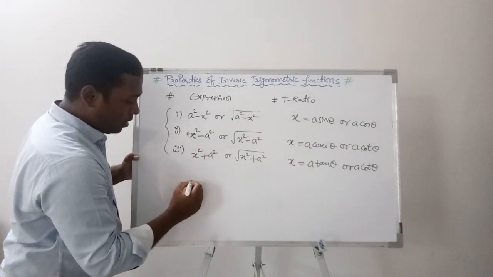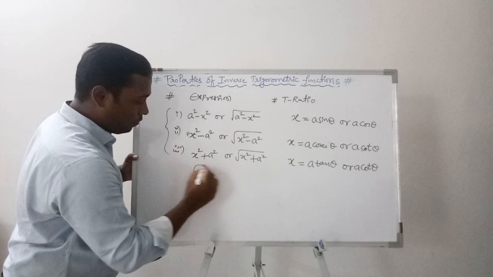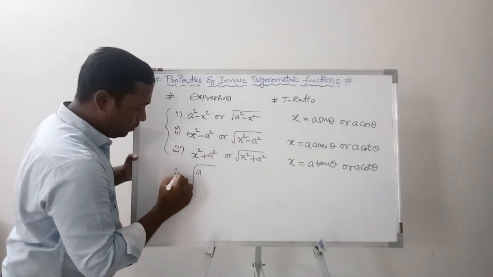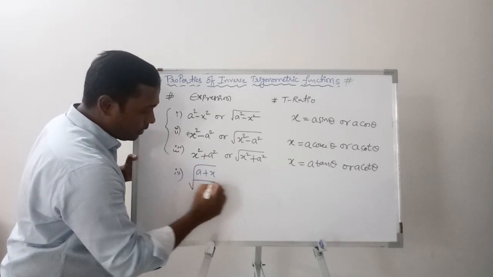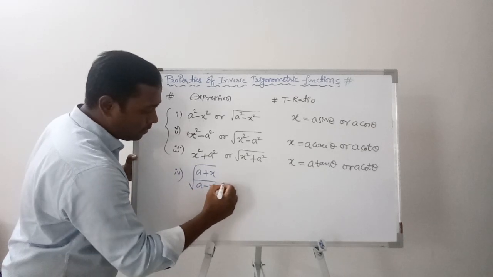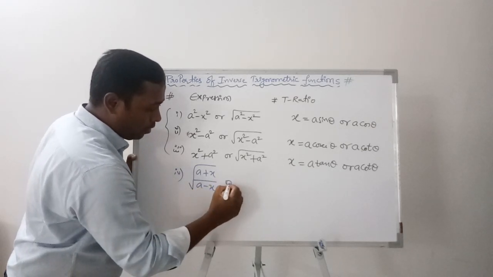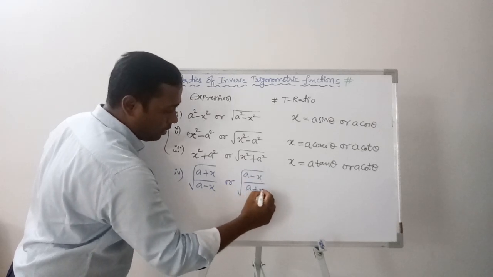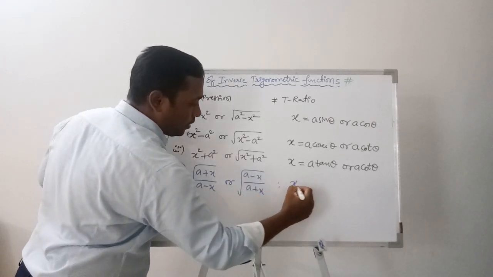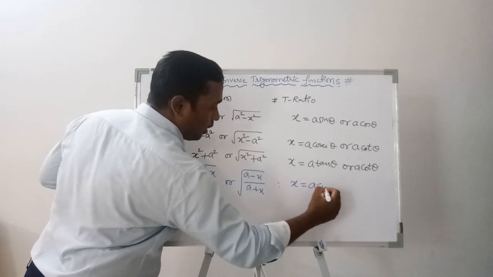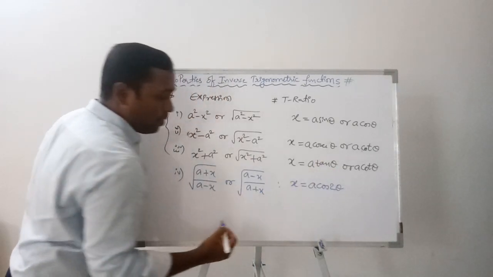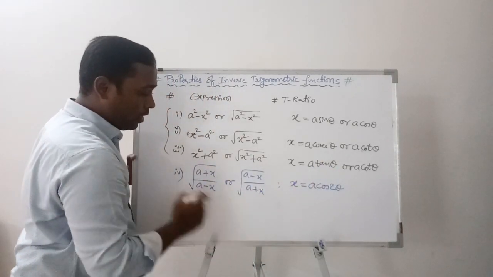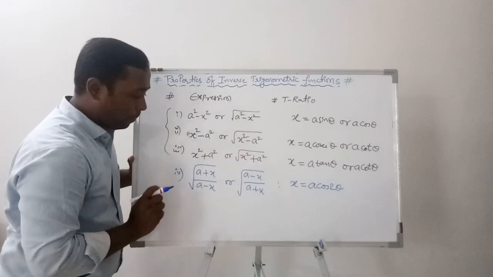Now in a similar manner, the fourth one: if the expression involves a plus x upon a minus x, or vice versa, a minus x upon a plus x, in both cases we will substitute x is equal to a cos 2 theta. Remember, a cos 2 theta will reduce the expression into its simplest form.